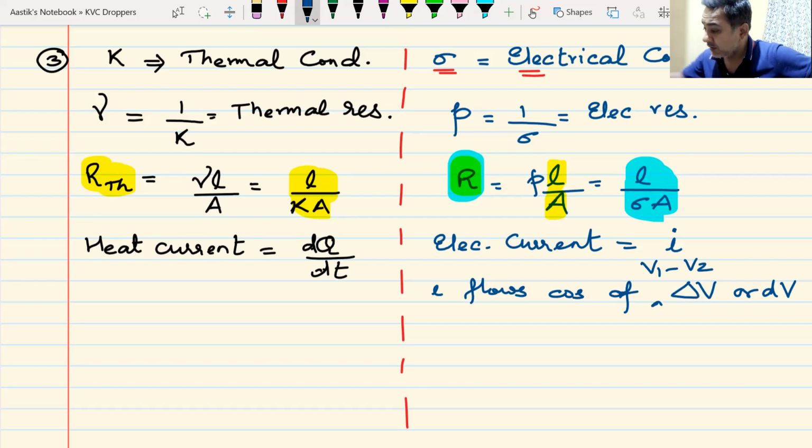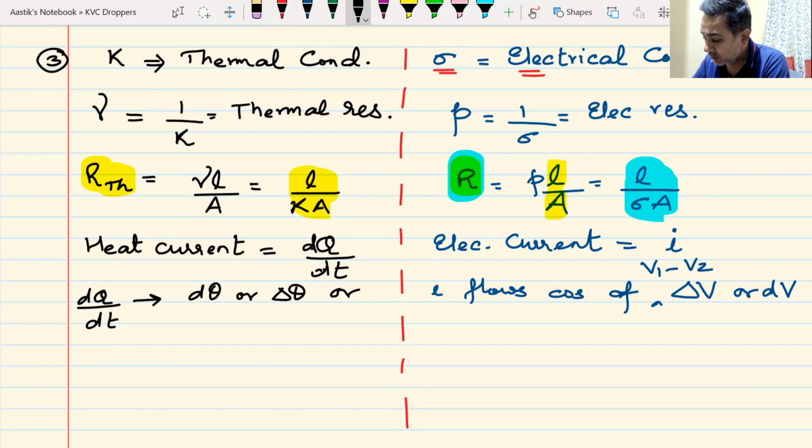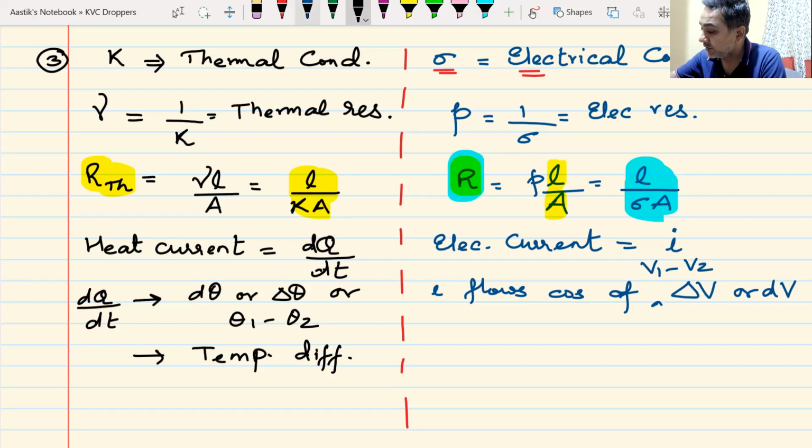Why does heat current flow? Why will I have heat current flow? So heat current flows because of d theta or delta theta or theta 1 minus theta 2. So basically, this heat current is flowing because of temperature difference, from higher temperature to lower temperature. Similarly, this electric current was flowing because of potential difference. Do we understand the meaning?